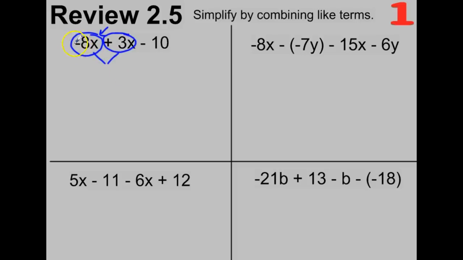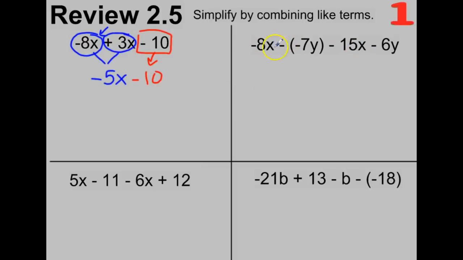So just look at the numbers. Negative 8 plus 3. There are more negatives. 8 minus 3 will give you 5, so there are 5 more negatives. Different signs subtract. So negative 5x. And then this is a negative 10. Can't combine that with anything, so we just rewrite it. So negative 5x minus 10 is our answer.